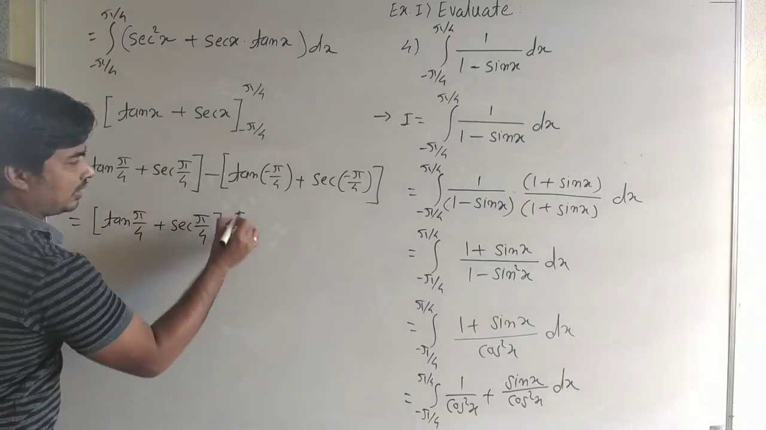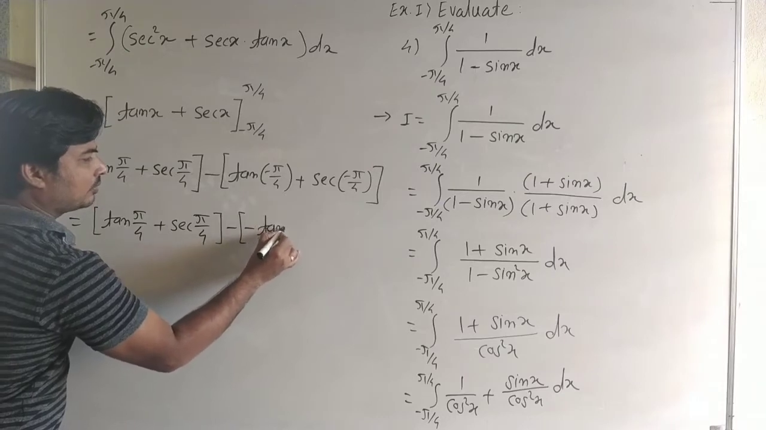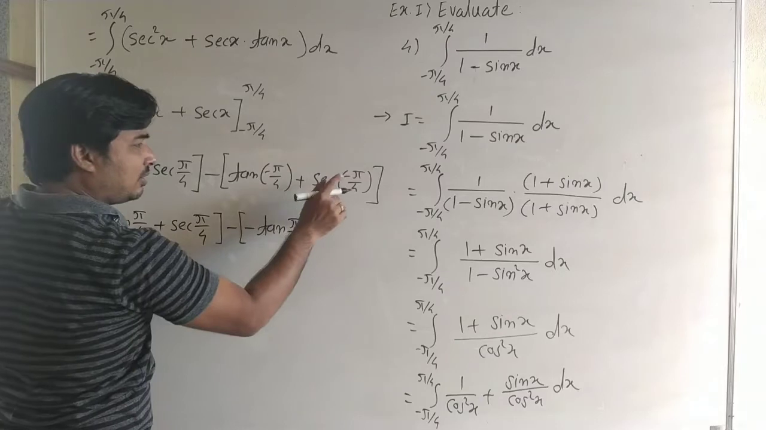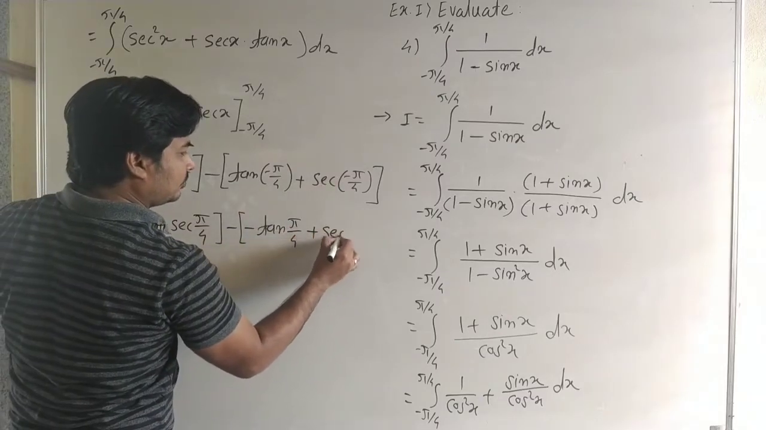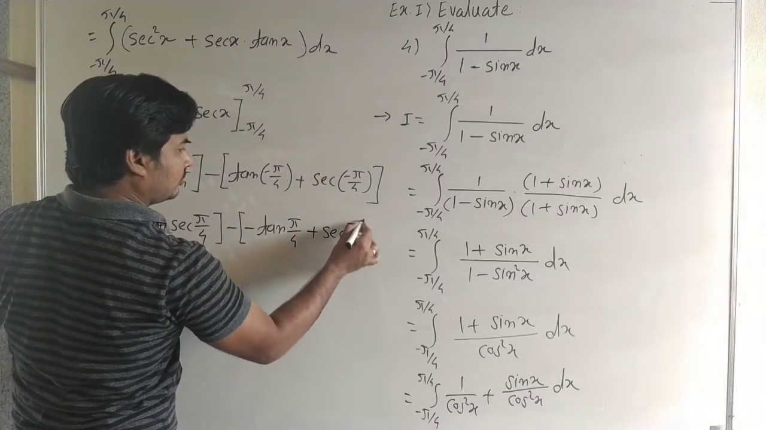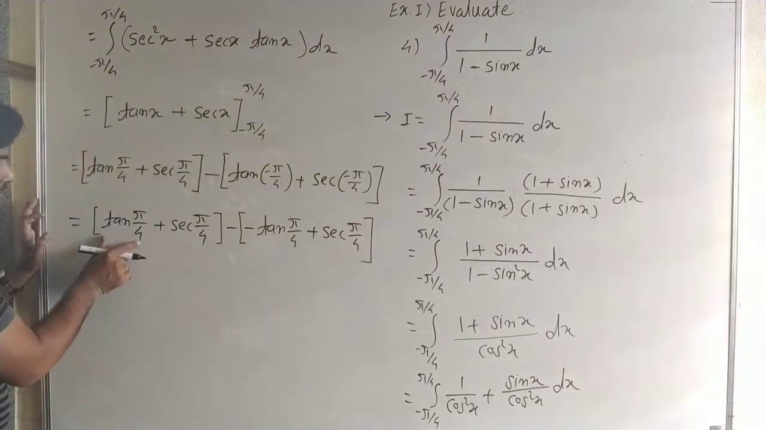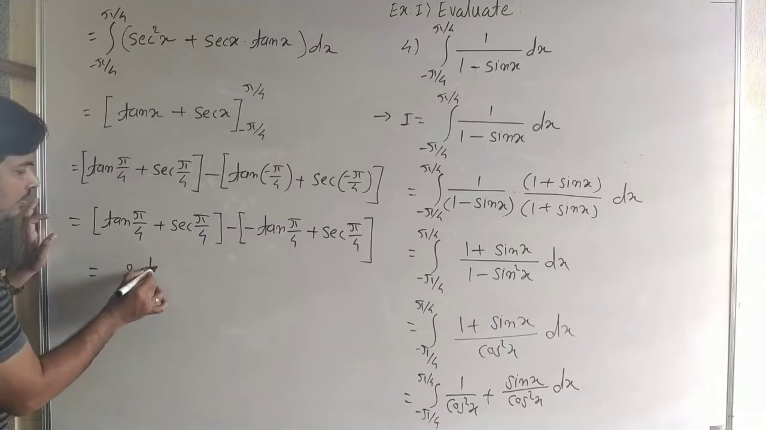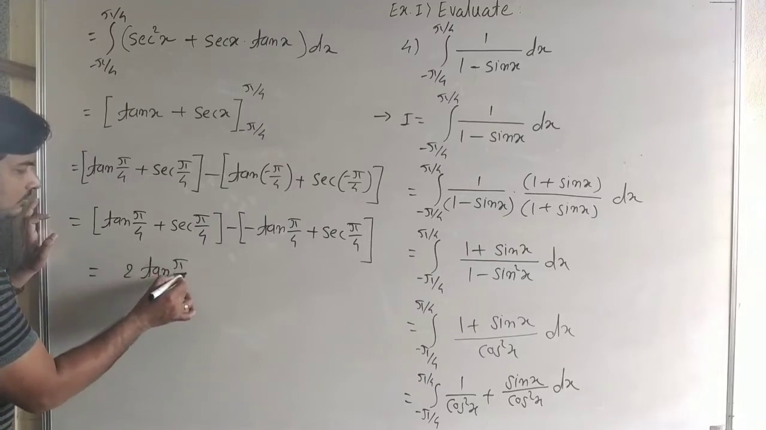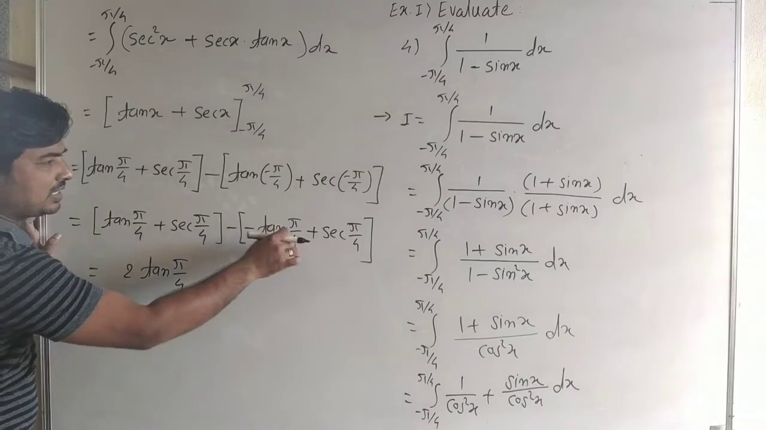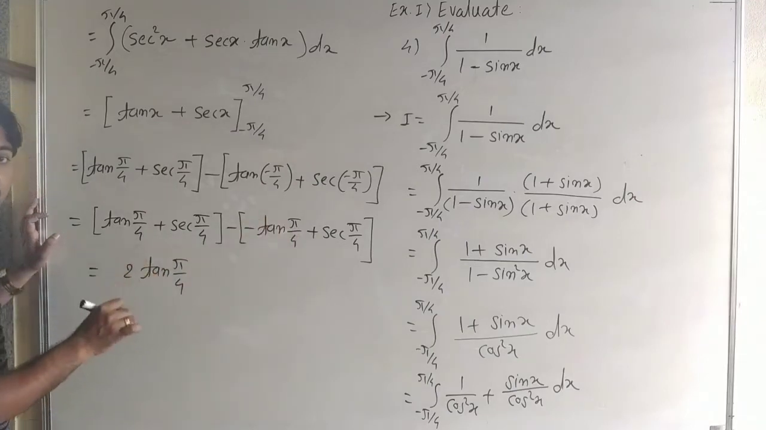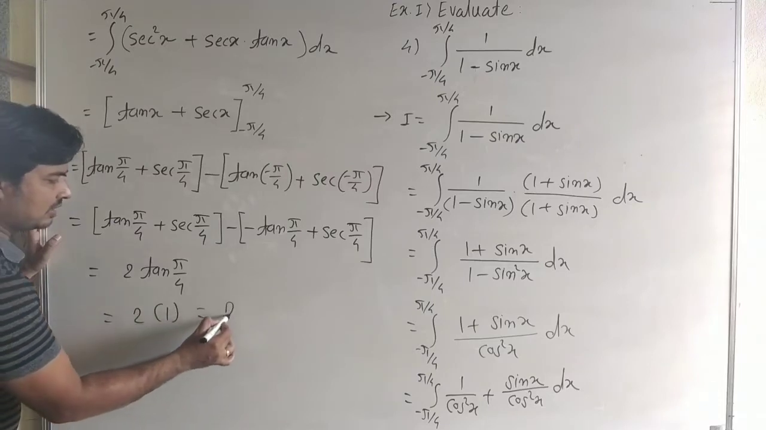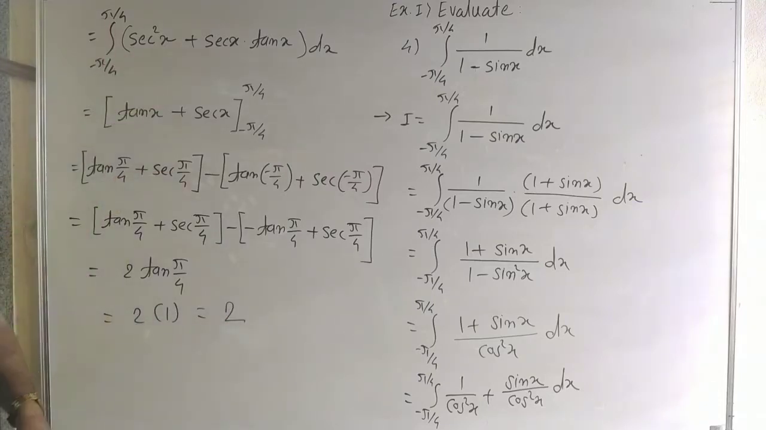Minus, here it is minus tan pi by 4. Tan minus theta is minus tan theta, and sec minus theta is sec theta. Now tan pi by 4 minus minus is plus, therefore it is 2 tan pi by 4, and sec pi by 4 and minus sec pi by 4 get cancelled. Tan pi by 4 is 1, therefore 2 into 1, and the last answer is 2. See carefully this.